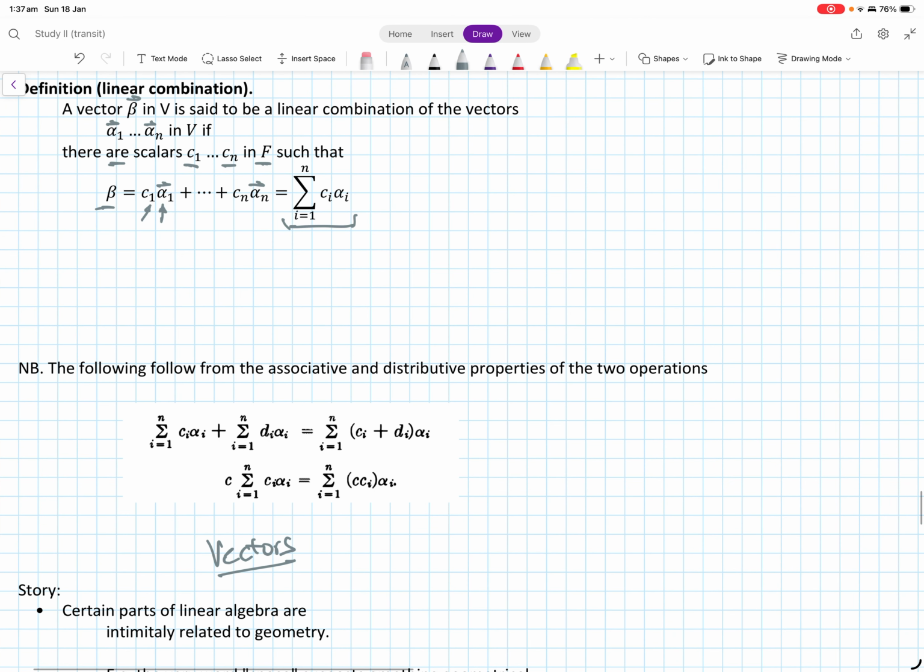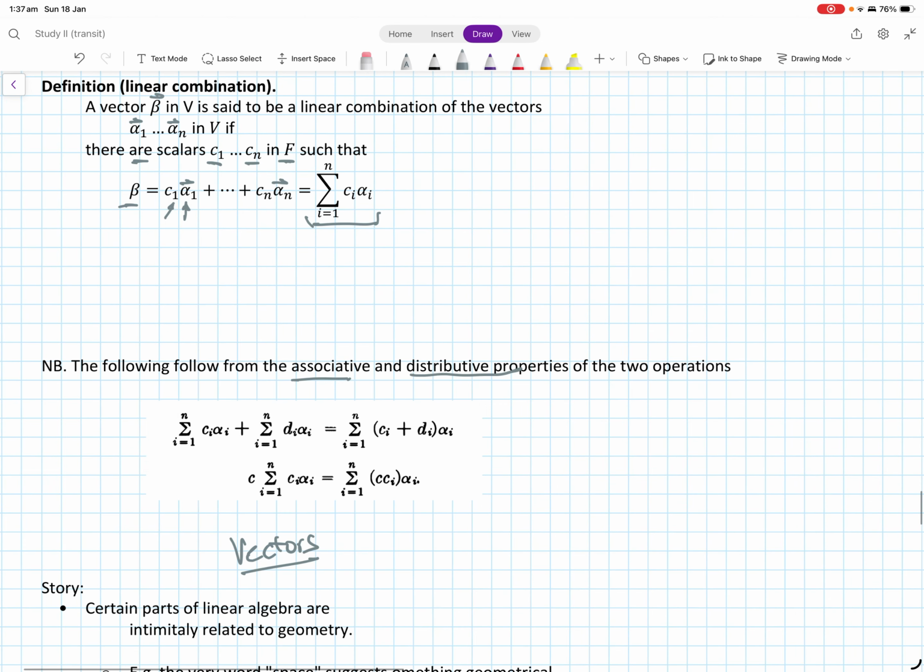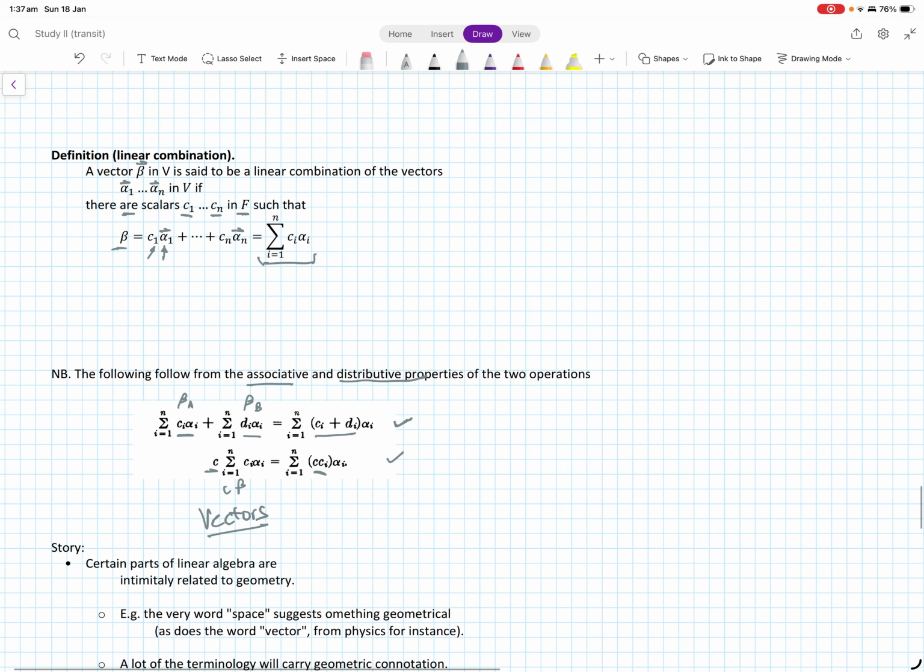And using the associative and distributive properties, one can easily write the sum of linear combinations as follows. So this is fine, and also scalar multiplications. So these should sort of make sense. Okay. So if you think of this as beta A and this is beta B, then the sum is going to be given like this. And this is c times beta, if you like. Okay, anyway, this is nomenclature.